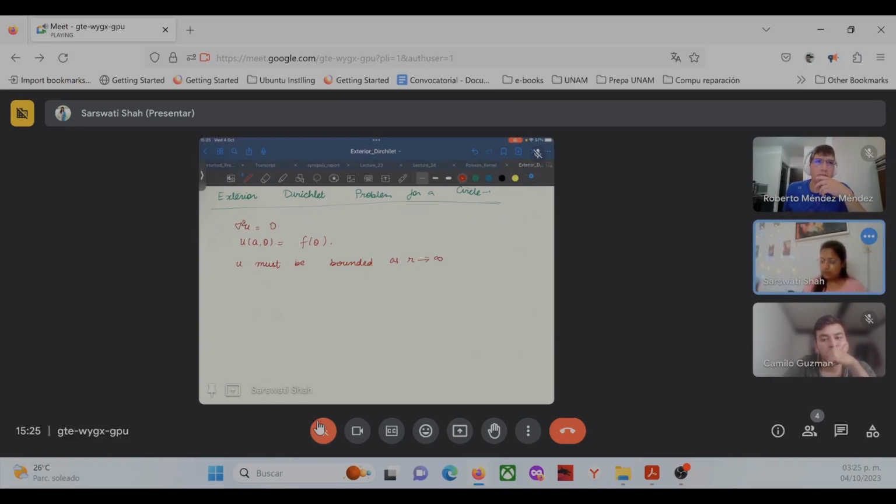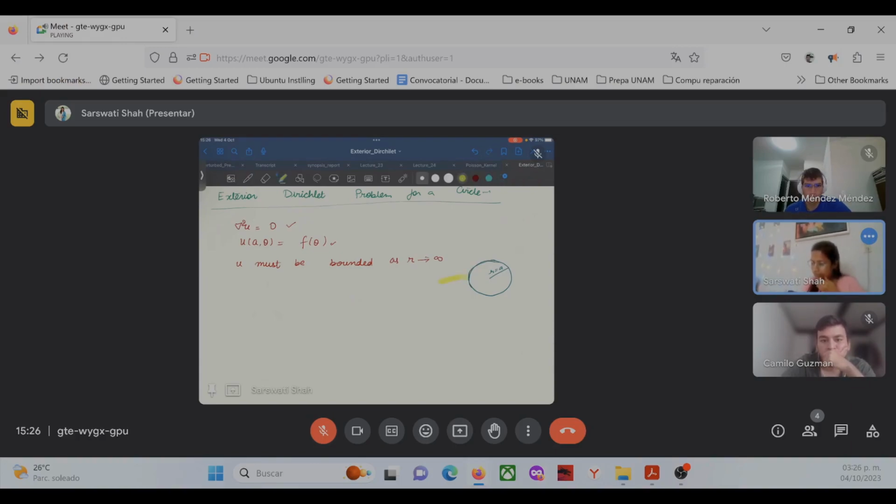So this is your Laplacian, and this is the boundary condition. What is the figure for this? So my circle is so bad, sorry for that. If this is a circle of radius a, this time we are defining the problem on the exterior of the circle, and the boundary is now this.